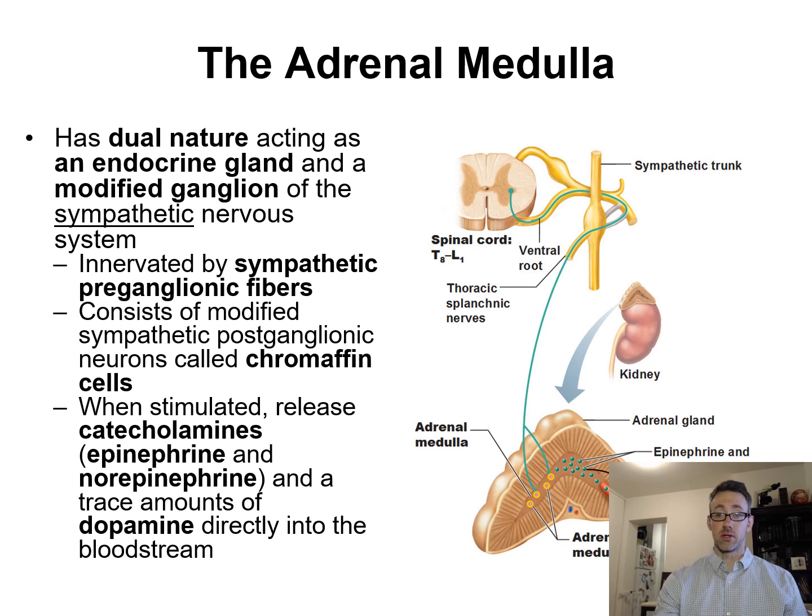preganglionic, that goes all the way to the medulla and interacts with specialized cells referred to as chromaffin cells. Now these chromaffin cells will respond by releasing epinephrine, norepinephrine, and dopamine, primarily epinephrine, and that will circulate in the blood and cause the effects that we talked about in the autonomic nervous system lecture.